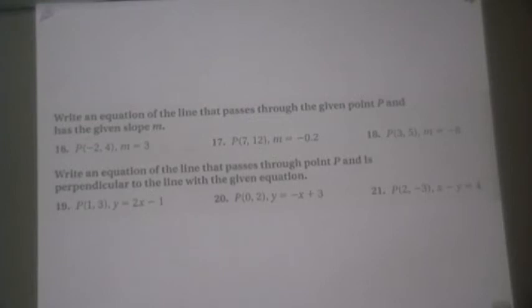Write an equation of the line that passes through the given point and has slope m. These are real easy to do once you get the hang of them. y equals 3x plus b. We don't know what b is yet.